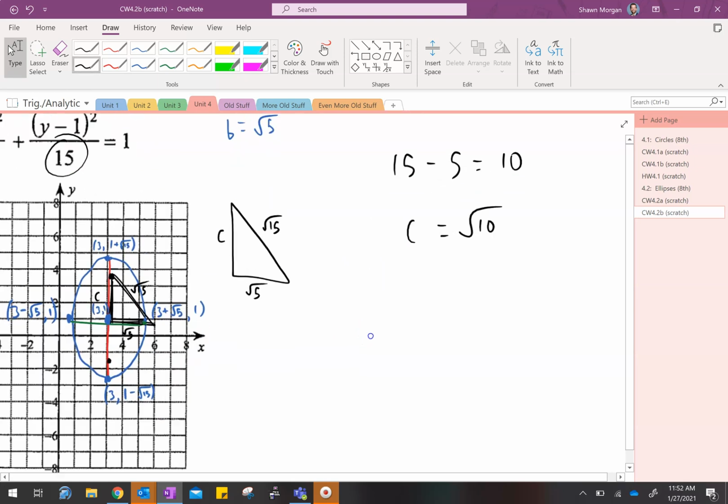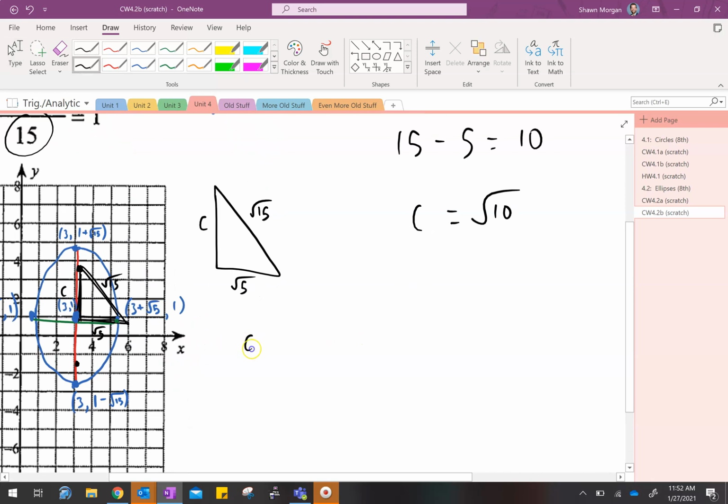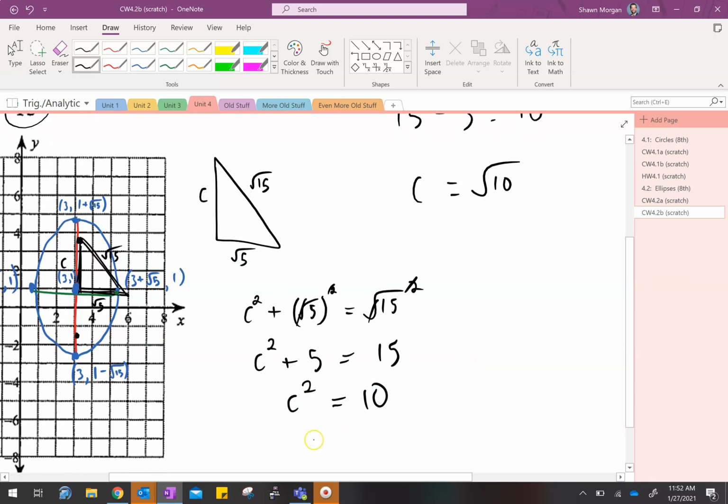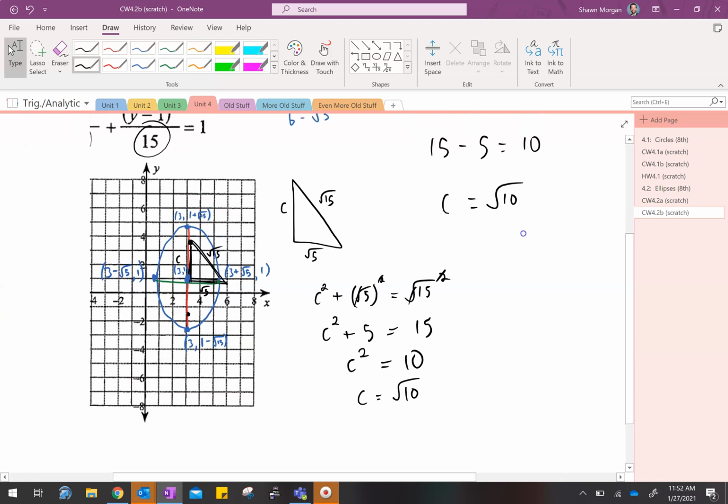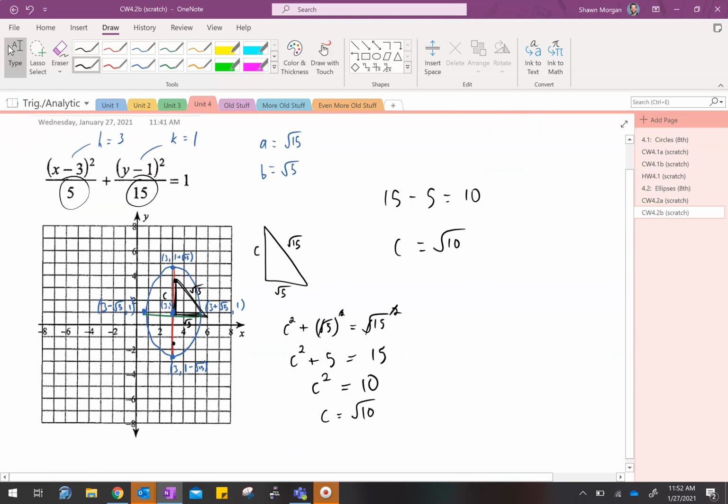If you wanted to use Pythagorean Theorem to solve for that, be my guest: you've got c squared plus square root of 5 squared equals square root of 15 squared. And so those square roots cancel out, and we've got c squared plus 5 equals 15. We're going to subtract 5 from both sides, and we get c squared equals 10. Again, c equals square root of 10 in that case, okay? So suffice it to say, I like the shortcut a lot better. Just big denominator minus little denominator, take the square root of the result.